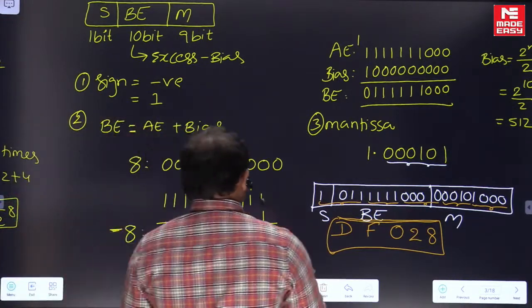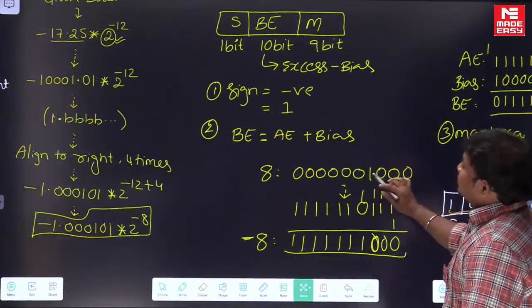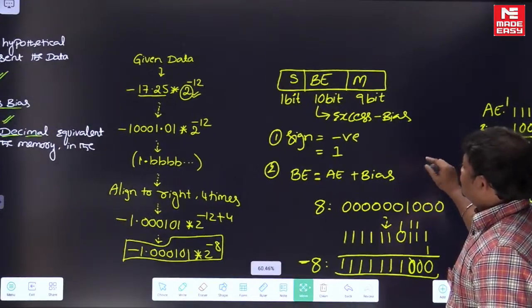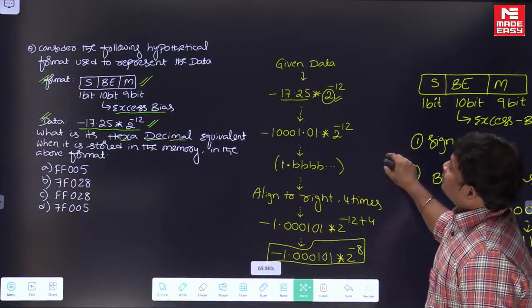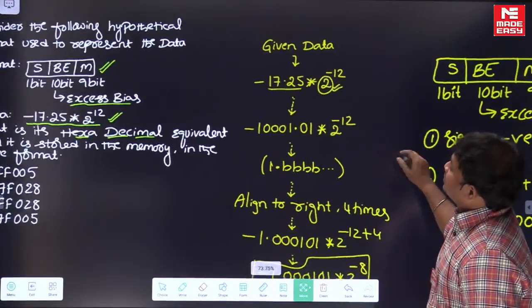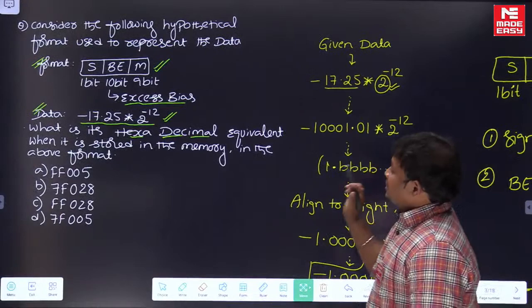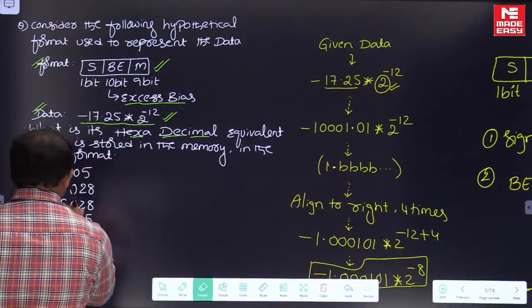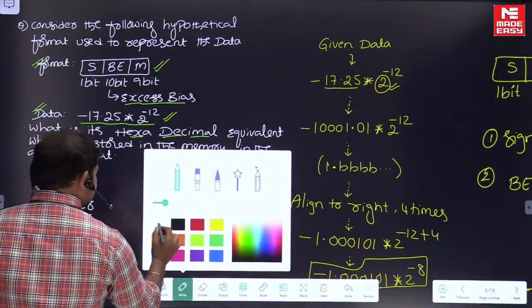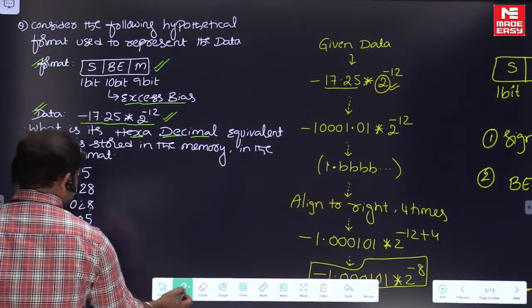Okay, so if you look at the question, students, this is the question. So here in option C, this is not F, this is D.